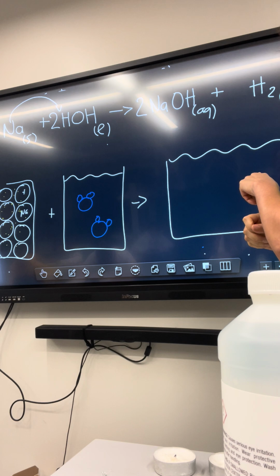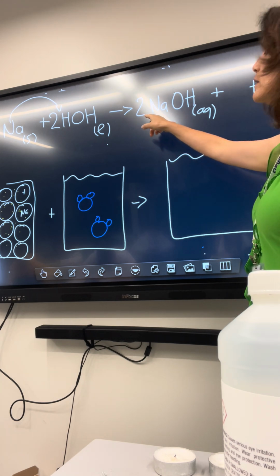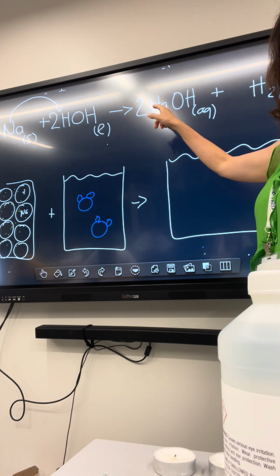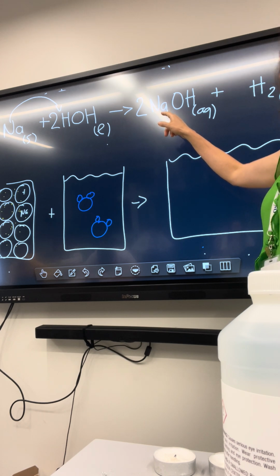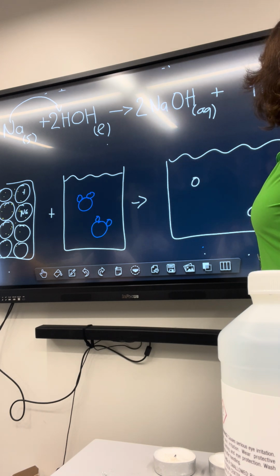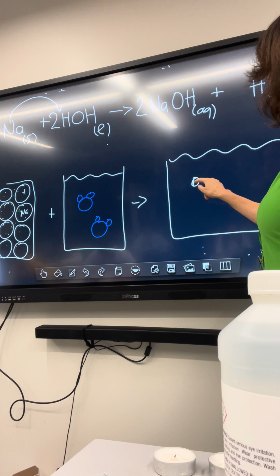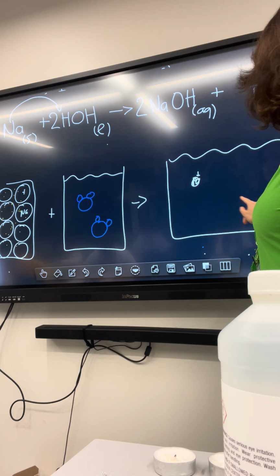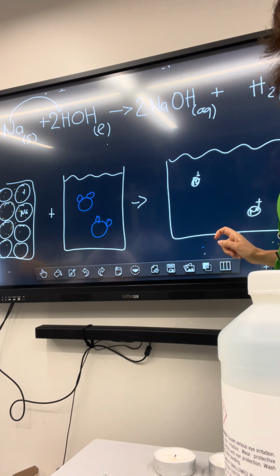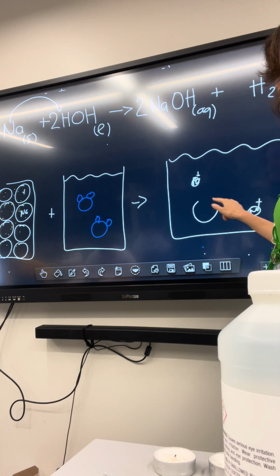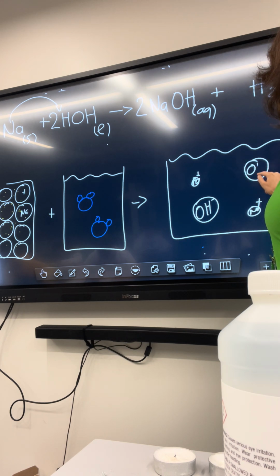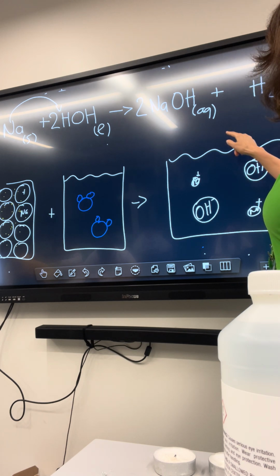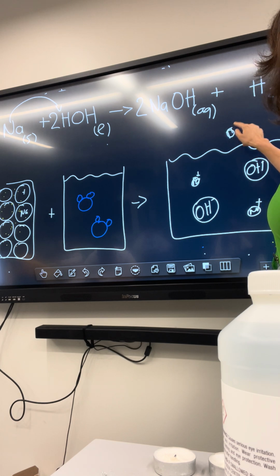So in the products, how many sodiums maximum? You have 2 sodiums in here somewhere. These are ions in solution, so they have a +1. And then you have 2 hydroxides, and they're separated. And you also have hydrogen gas. Oh, just 1.